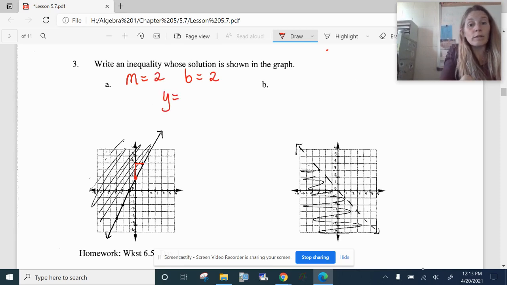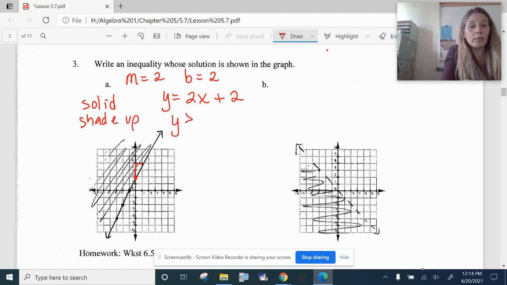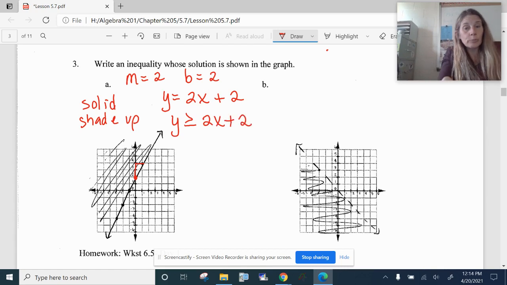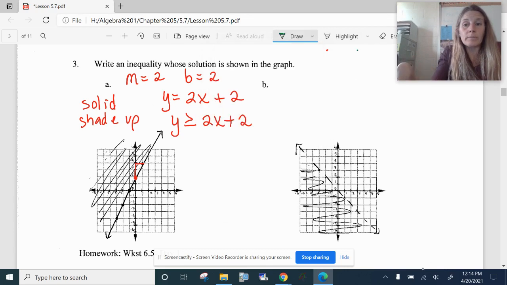So the equation for this line would be 2x plus 2. But since this is a solid line, I know I'm going to need my equal to. And since I shaded up, it's going to be y is greater than or equal to 2x plus 2. So let's now try it for the next one.